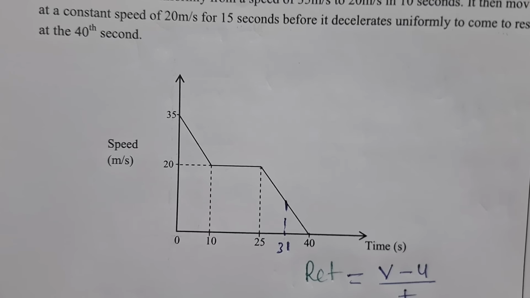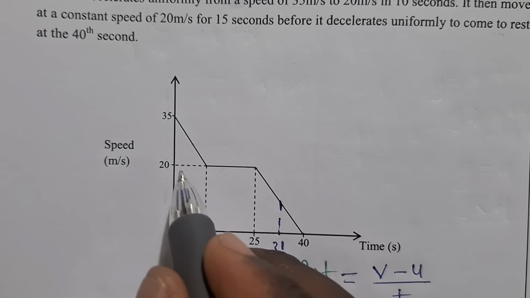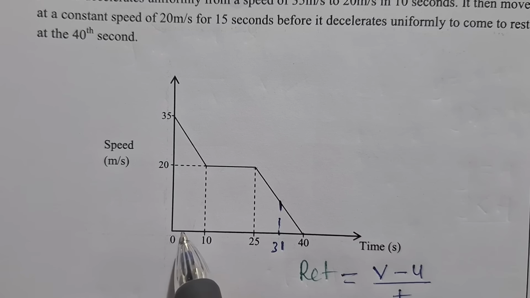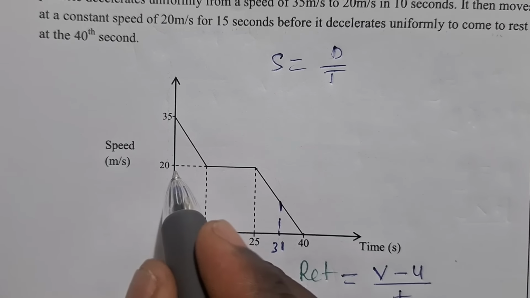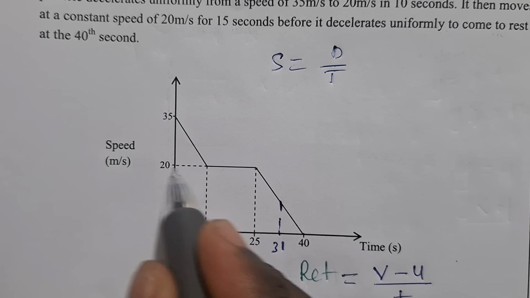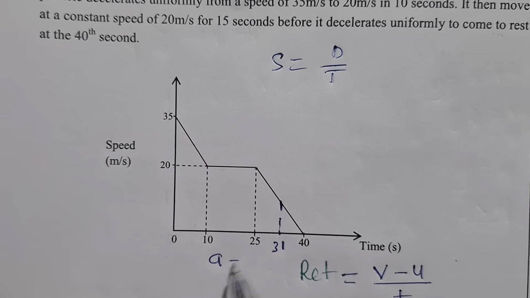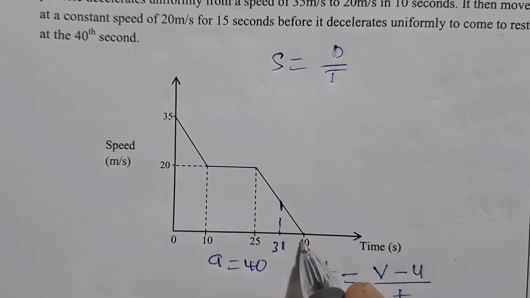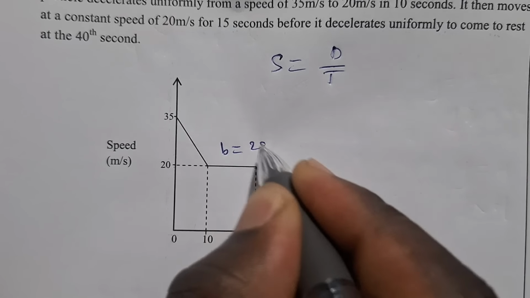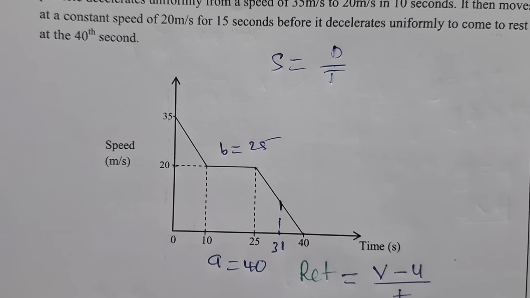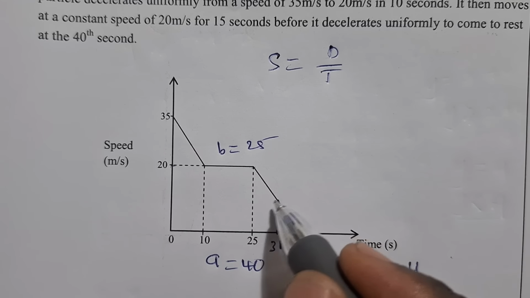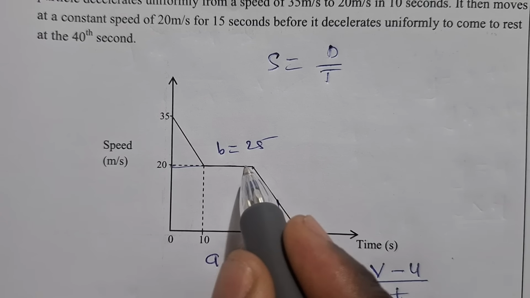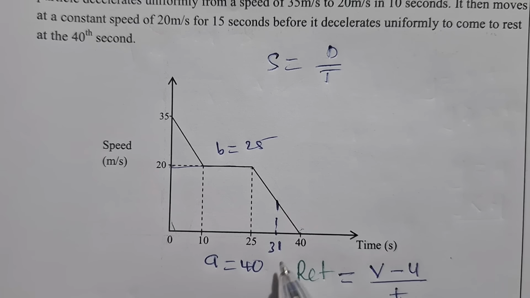So for the average speed, let me draw you back here. For the total distance, we're going to use this. We know that speed is equal to distance over time. So we are going to use this trapezium right here. Our A will be equal to 40 from here to here. Our B will be equal to 25 from here to here. So using this formula, speed is equal to distance over time. We need the total distance, so we can use this trapezium.